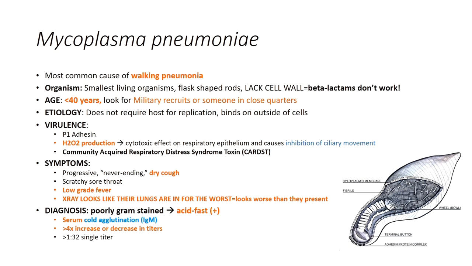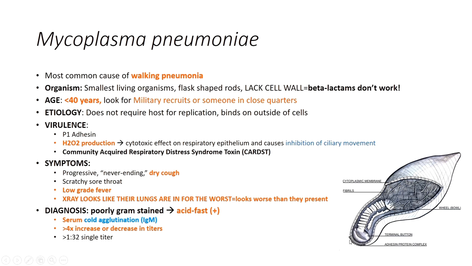They can't target this guy. And so look for a question that's saying someone has pneumonia, we give them antibiotics, and nothing happens. No change whatsoever. And they determine, or pretty much you get to a diagnosis of mycoplasma, and they're like, why don't antibiotics work? Because it doesn't have a cell wall, okay?